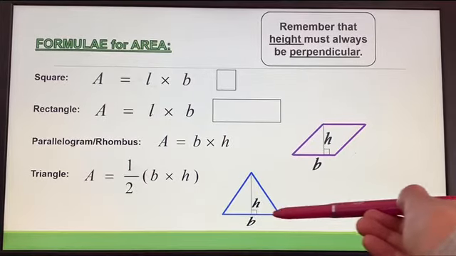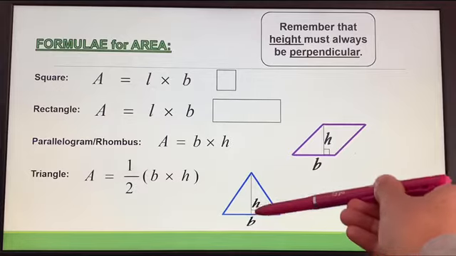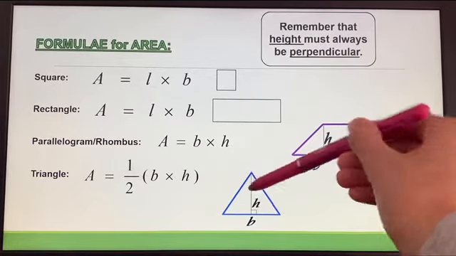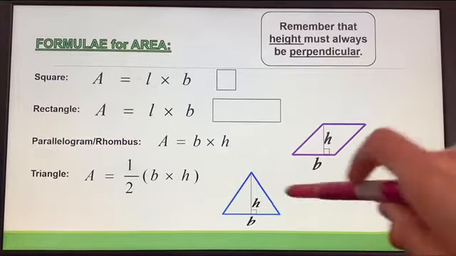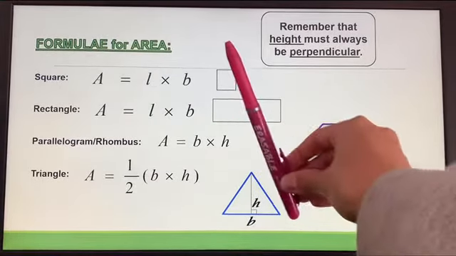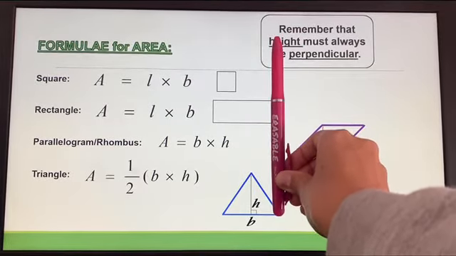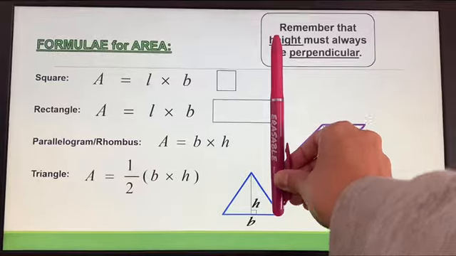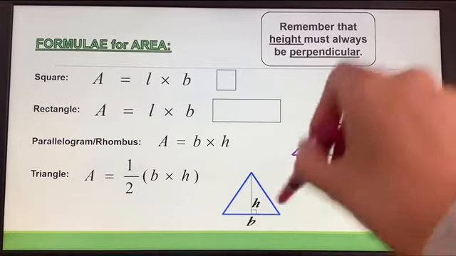The base is the bottom of the triangle. The height is the perpendicular height. Now, they will most likely give you these side lengths to see if you understand the difference between the side length and the height. Think about it logically. If this is my height, if I stand it up, it's going to be taller than the triangle. Therefore, it cannot be the height. So that's why we always use the perpendicular height.